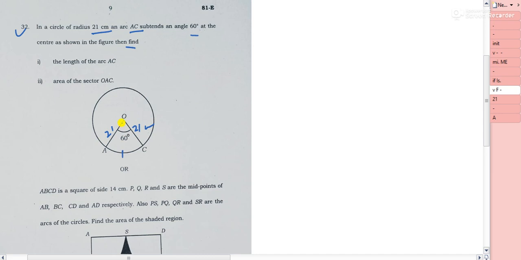Okay, 21 centimeter. Now first question is length of arc. So length of arc AC. What is the formula of arc? It is theta by 360 into 2 pi r. Correct? For length it is 2 pi r. For area of sector it is pi r square. So remember by that. Okay, this 2 pi r is what? Total length of the circle. Okay, circumference. This is circumference, correct? Now what is theta? They have given it as 60. So just substitute it. It is a direct question.